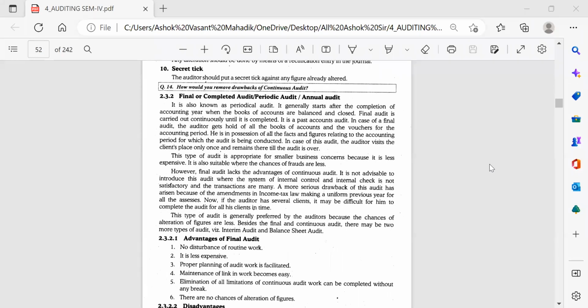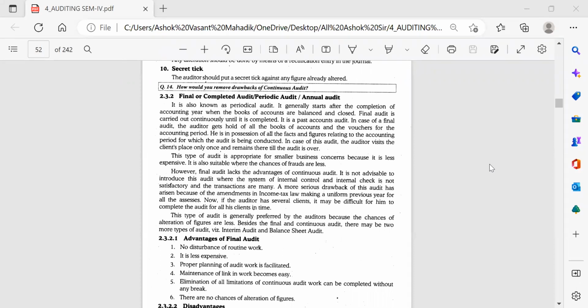Next type is final or completed audit, or periodic audit, or annual audit. This is mostly used by all the companies, small and medium companies. In this type, the auditor has to wait till the final accounts are prepared. So he has to wait till the year end when the accountant makes the final accounts. And once the books of accounts are ready, they intimate the auditor that you can come and check the books. So all the audit work is done at a stretch in one go.